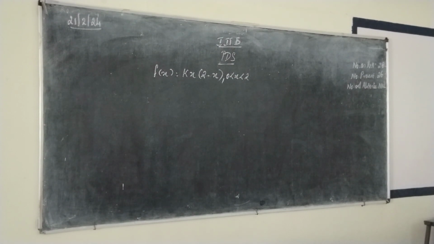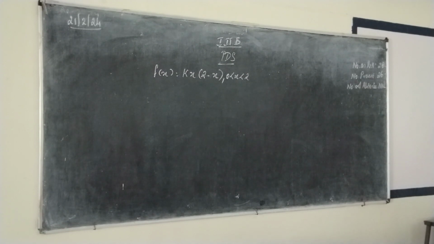So is this discrete or continuous? Where is f of x defined? It is defined only in the interval 0 to 2. Your question is to find the mean and variance. Should we start with the mean formula, or does anything else have to be done?